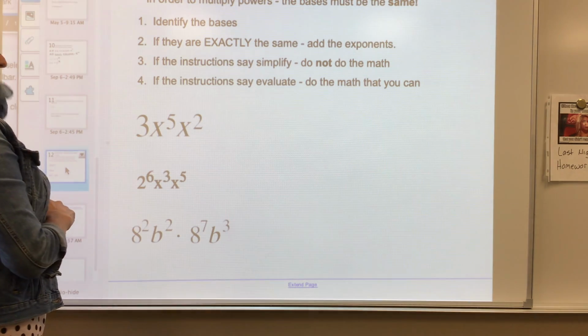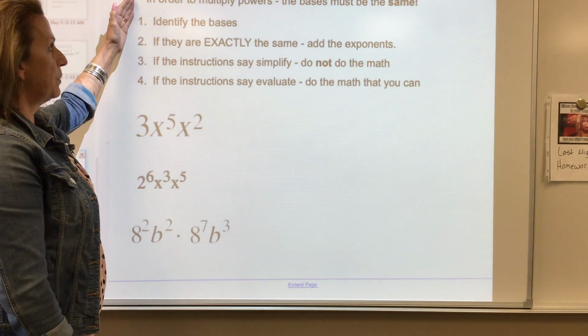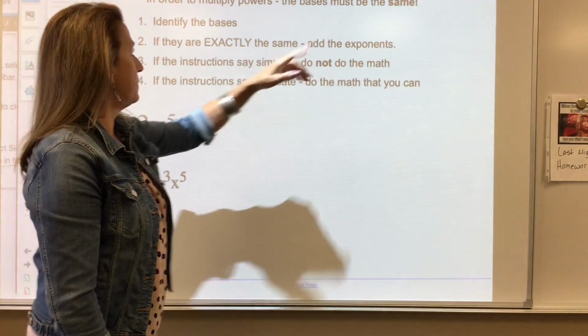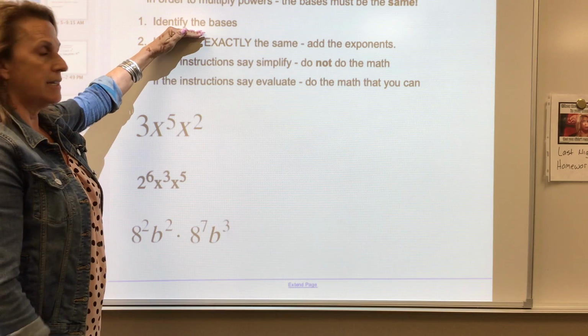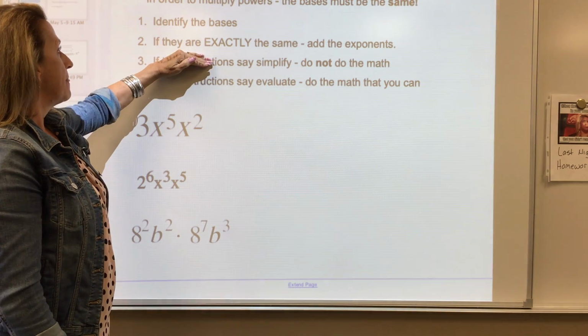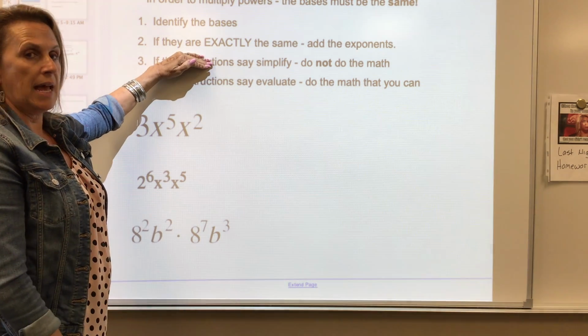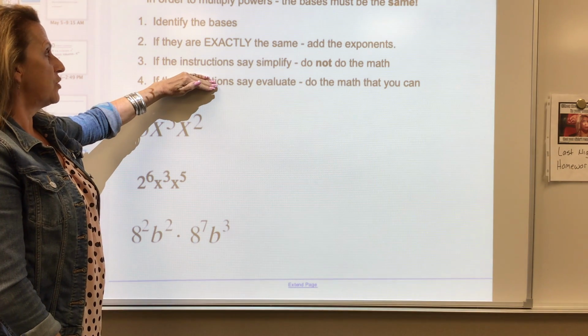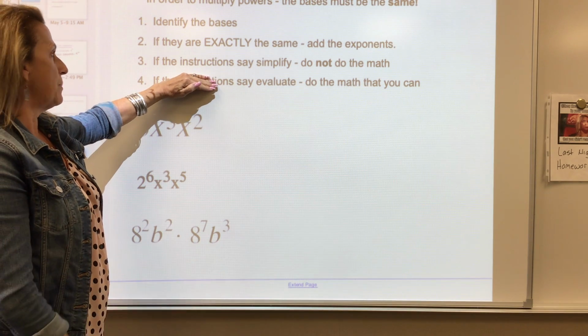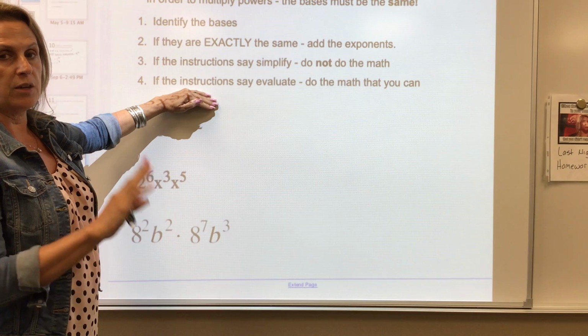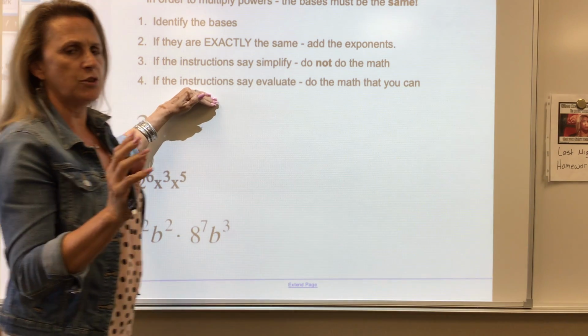So let's just look at them. Here's the rules. In order to multiply powers, the bases must be the same. So identify the base. You have to know what the base is. If they are exactly the same, you can add the exponents. If the instructions say simplify, do not do the math, and if the instructions say evaluate, you can do the math. So we're not going to do the math right now.